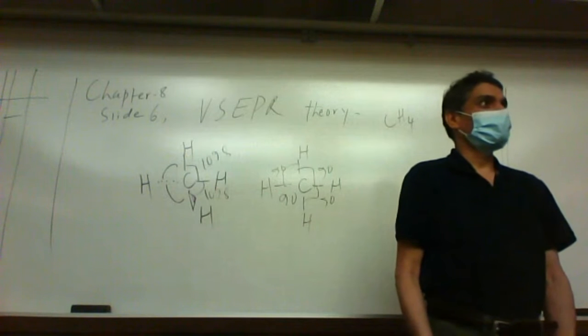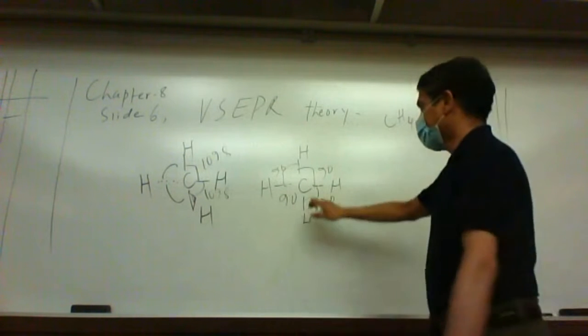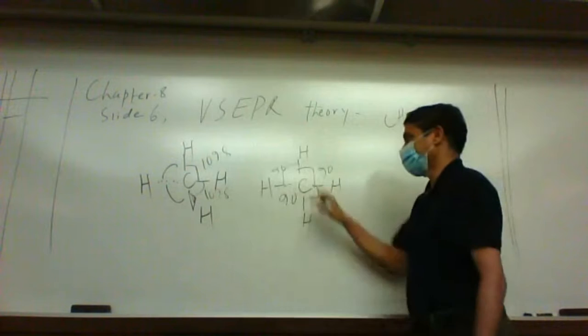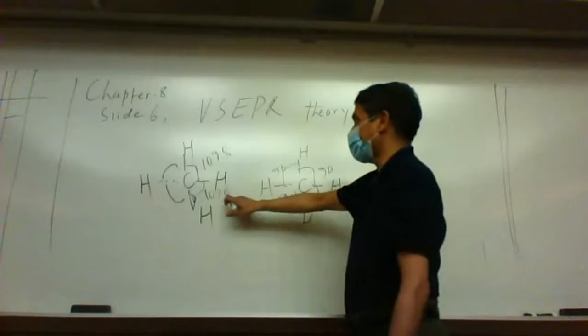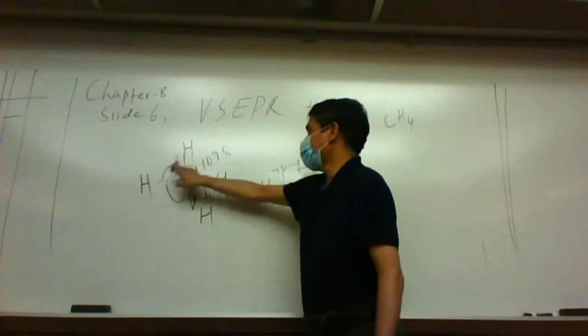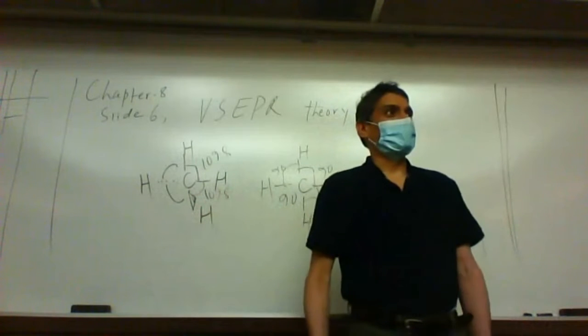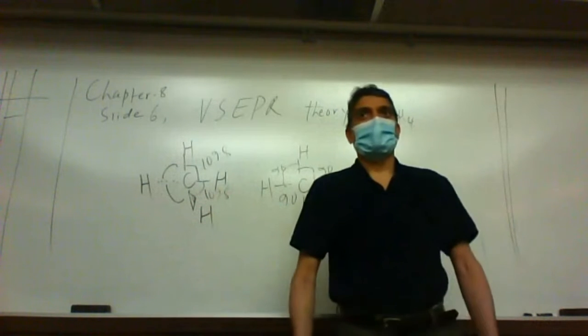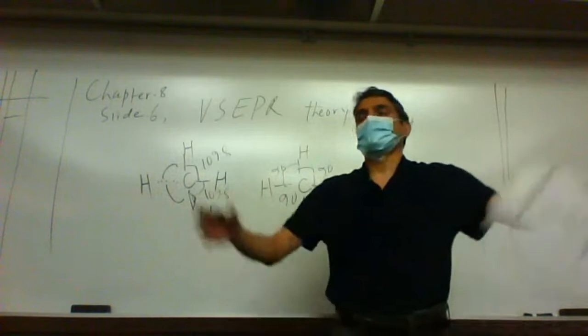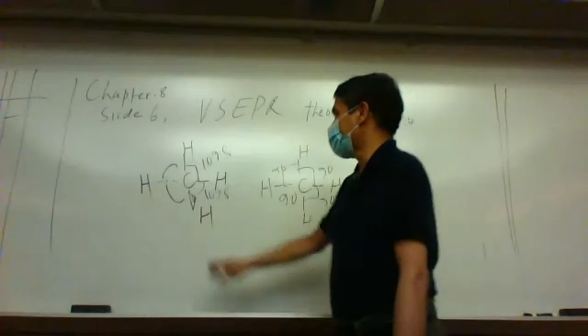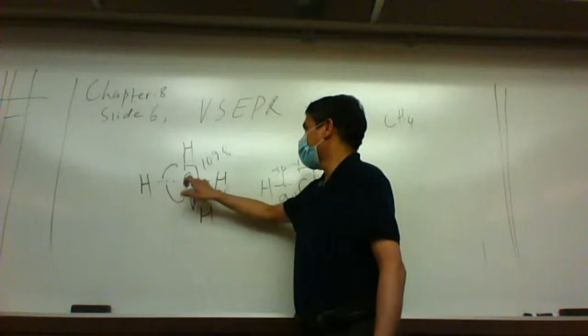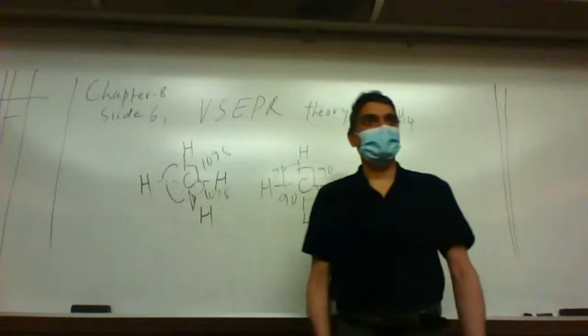Make sense? So these small angles are not possible. Why does it happen? Because these electrons are repelling each other, and they try to be as far apart as possible. So the least repulsion, or the most stable structure, is when these atoms are 109.8 degrees apart.